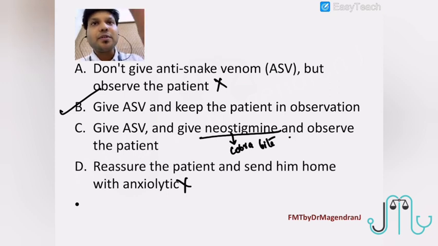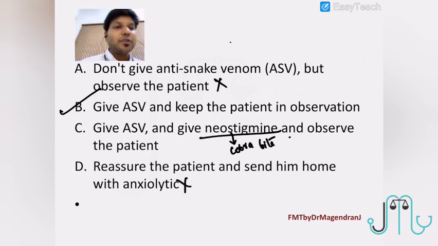Okay, so these are the different things we have to do for this particular patient. Give anti-snake venom and keep the patient in observation. And when you're talking about neostigmine, do remember, friends, it's only effective for cobra bite. It is not that effective for krait bite because the action is very different. In cobra, the action of venom is purely postsynaptic, whereas in krait, the venom acts on the presynaptic area. So the neostigmine will not have any effect on the krait bite. Okay, so the answer would be B.